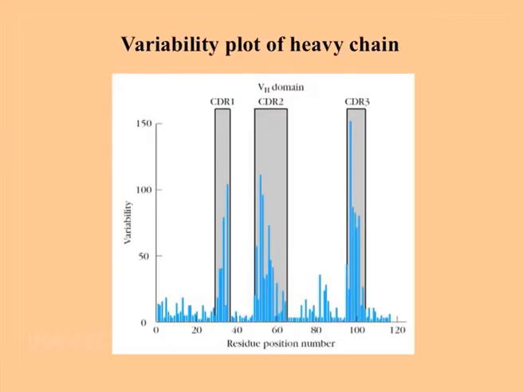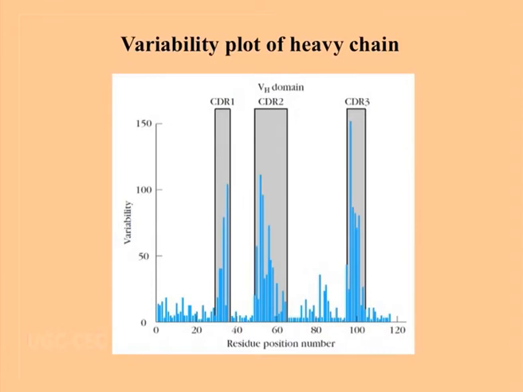Thus, if we calculate variability at each position of the polypeptide chain, and then if we plot it, the variability plot of heavy chain will show this graph plot, where we can see that variability is maximum at 3 regions.